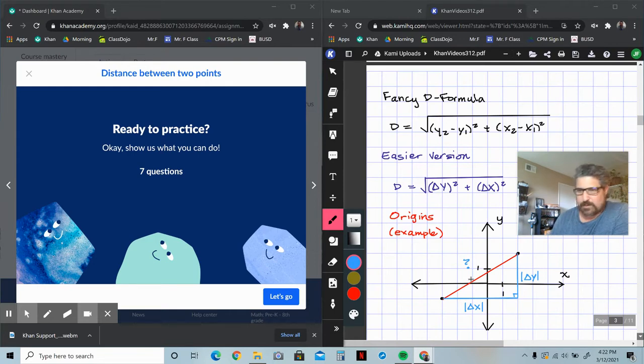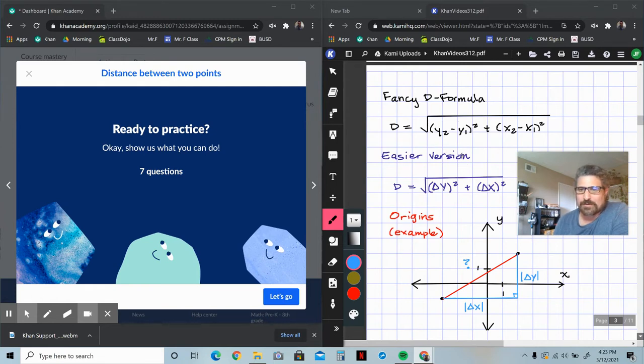There's the fancy formula, which is what you see in all the books and stuff, which is this thing here. Distance is equal to the square root of (y2 minus y1) squared plus (x2 minus x1) squared. That's very fancy. It works. It's perfectly fine. I think it's a little confusing when you look at it because it's a bit overwhelming.